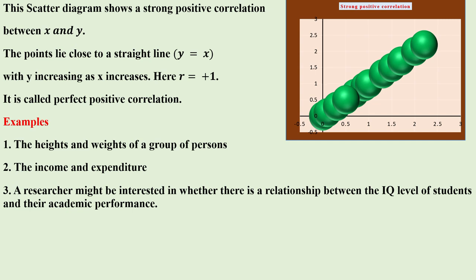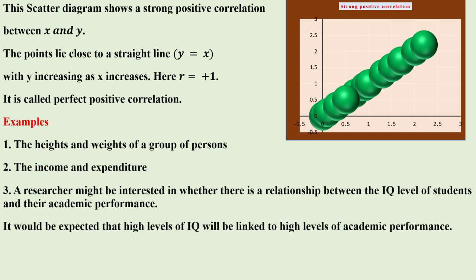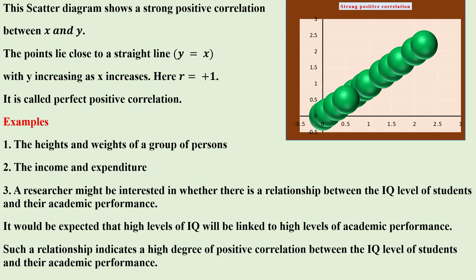Researchers might be interested in whether there is a relation between IQ level of students and their academic performance. Is academic performance related to IQ or not? It would be expected that a high level of IQ will be linked to a high level of academic performance. That is obvious. Such a relationship indicates a high degree of positive correlation between the IQ level of students and their academic performance.